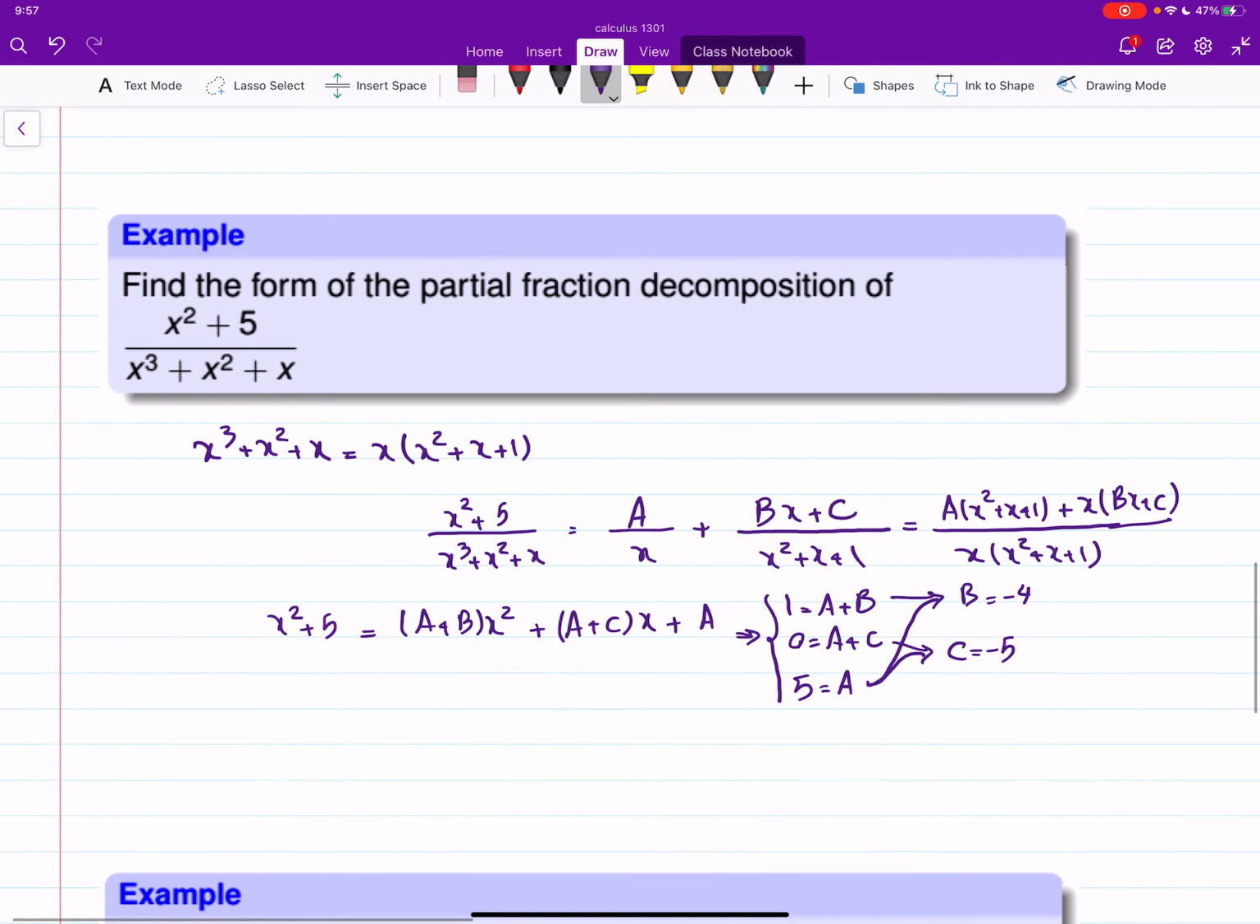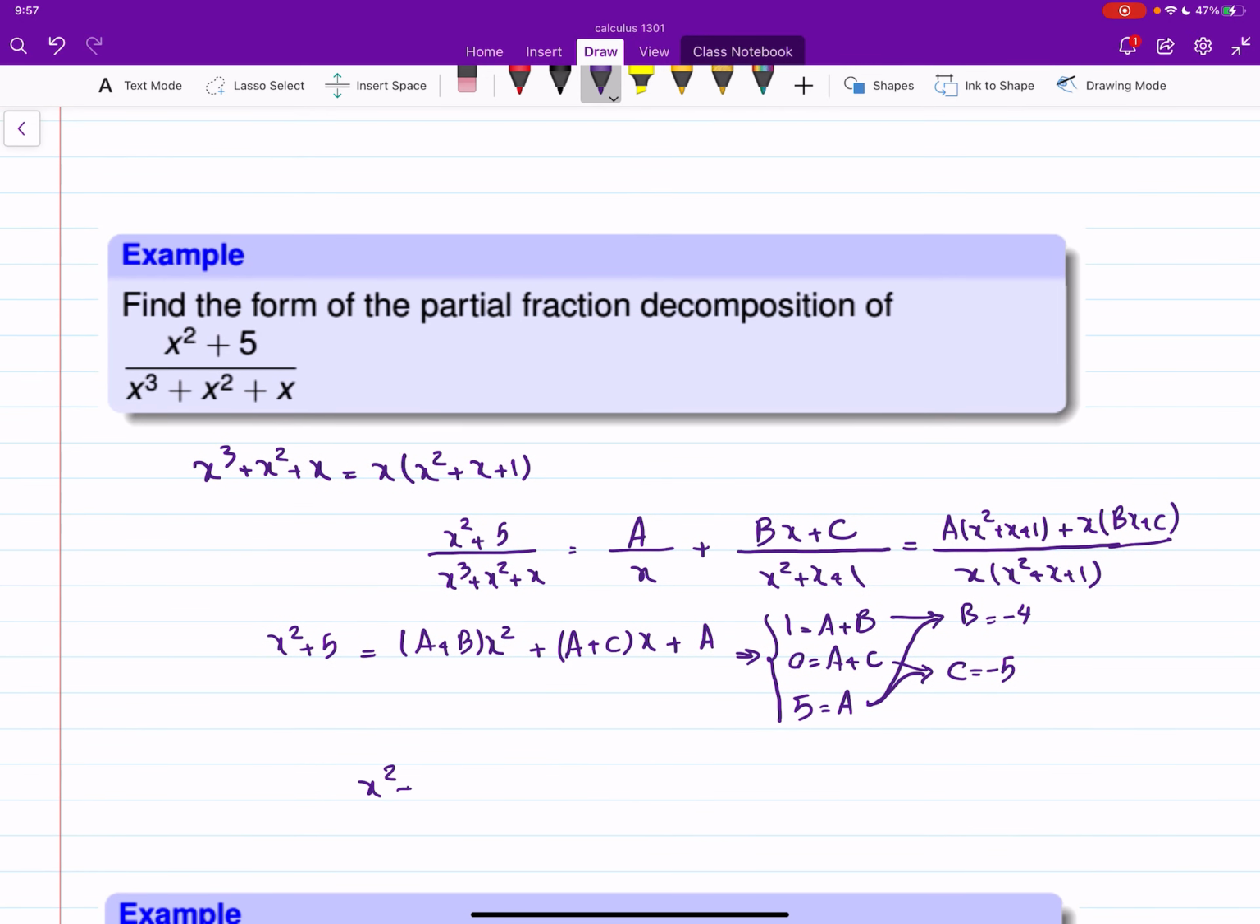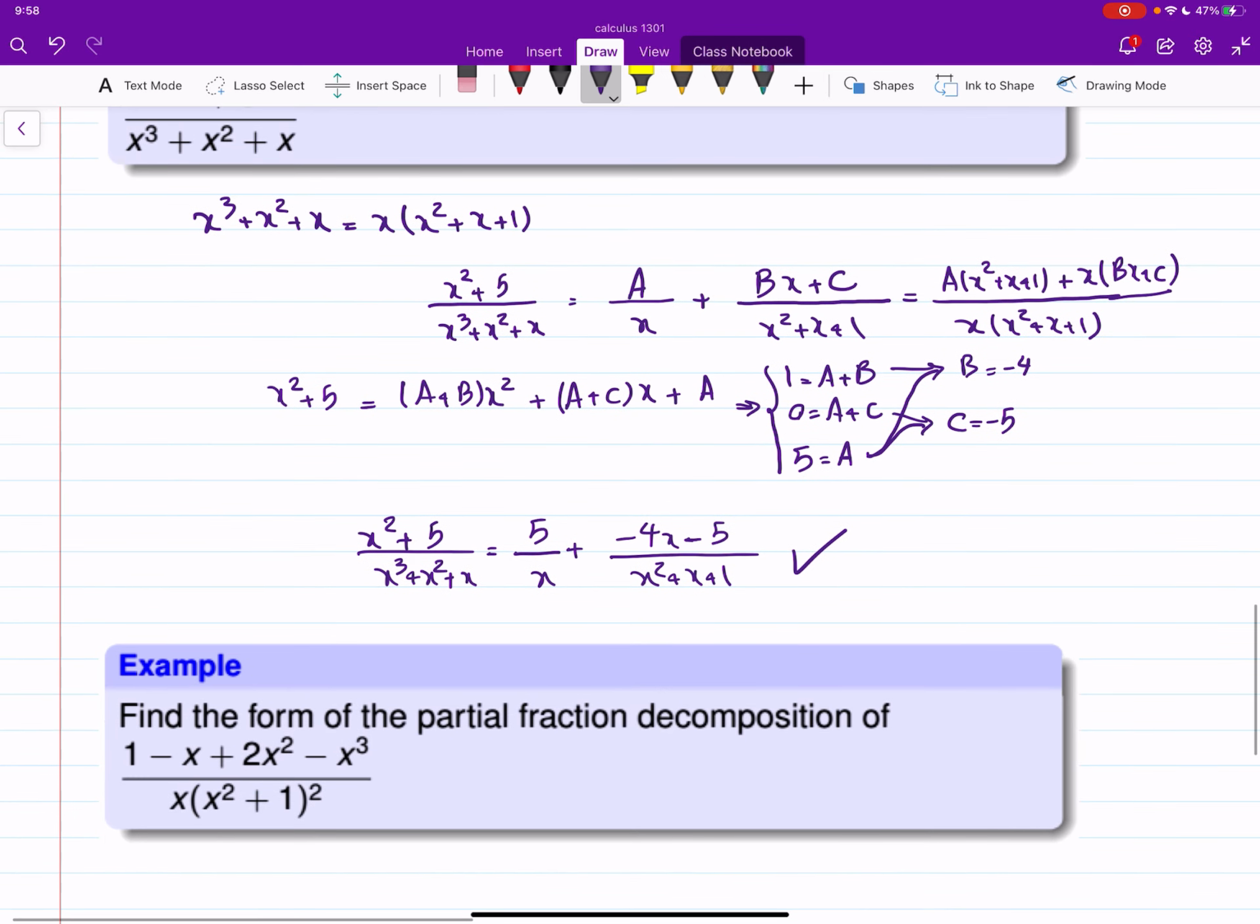Okay, so then what we found is the partial fraction decomposition of this: a was 5, so 5 over x, plus b x plus c, that is negative 4x plus negative 5, over x squared plus x plus 1, and that is what we have been looking for. Yes, so then you want to integrate, you integrate those one by one. Let's do one more example here.